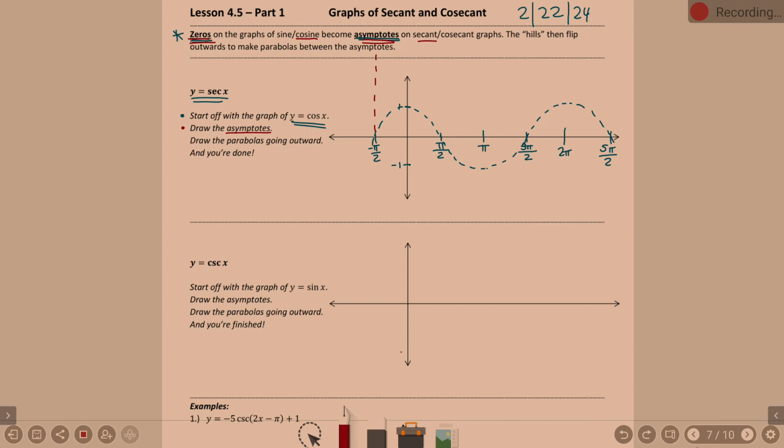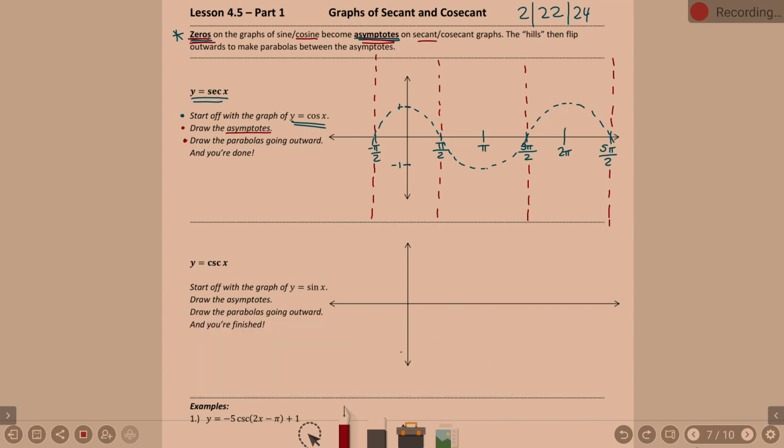So there's an asymptote at negative pi over 2. There's an asymptote at positive pi over 2. An asymptote at 3 pi over 2. And if you went out with me that far, an asymptote at 5 pi over 2. So then do we just draw the parabolas as well? Kind of. Like without touching the asymptotes?